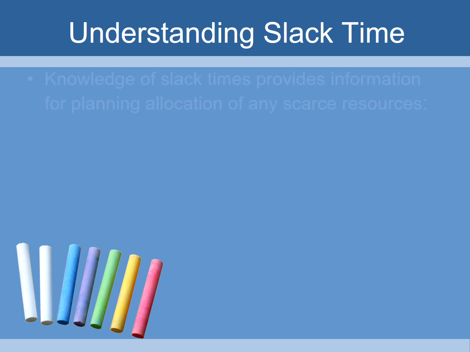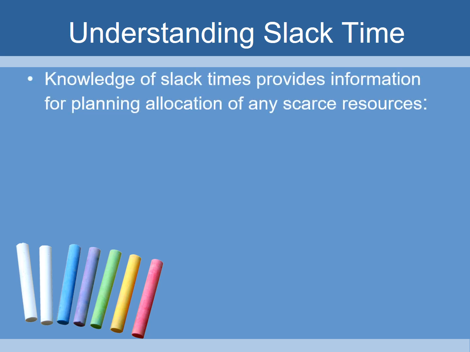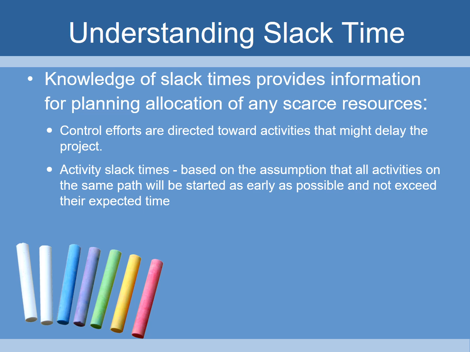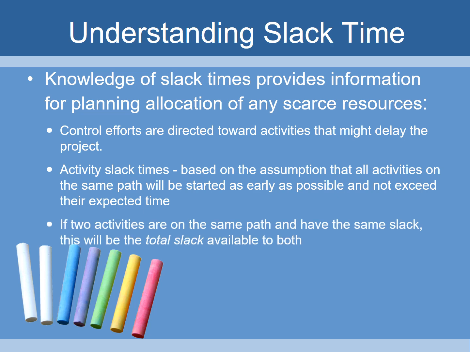So to try to understand slack time, the knowledge of slack time provides information for being able to plan allocation of any scarce resources or something that might cause a delay. Control efforts are directed toward activities that might delay the project. If something can be done within the next 2-3 weeks, then there's no concern there. Activity slack times are based on the assumption that all activities on the same path will be started as early as possible and not exceed their expected duration time. If 2 activities are on the same path and have the same slack, this will be the total slack available to both.